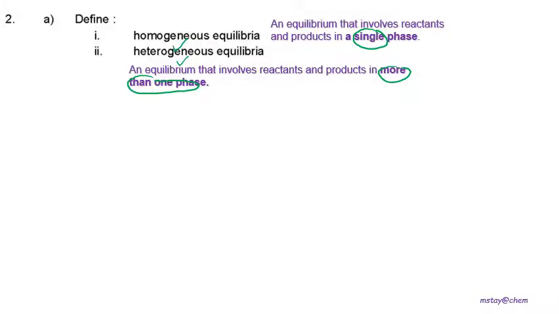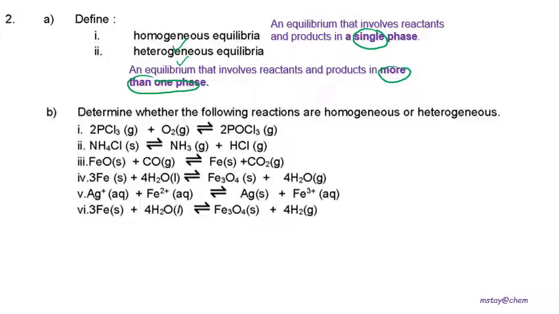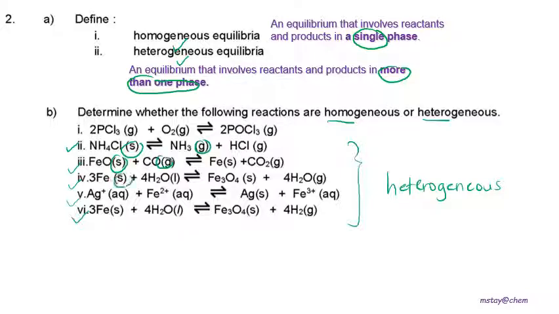Let's continue with 2b. Determine whether the following reactions are homogeneous or heterogeneous. So basically, 2, 3, 4, 5, and 6 are heterogeneous because there is more than one phase. For example, we have solid, gas, solid, gas, solid, liquid, aqueous, solid, solid, liquid. Only P1 is a homogeneous reaction because all the reactants are gas as well as the products.